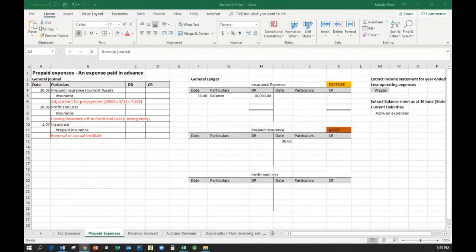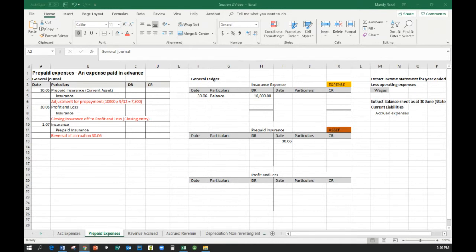In this session, we are looking at prepaid expenses. Now, the true definition of a prepaid expense is an expense that we've paid in advance. A prime example of this is when we pay our insurance. Say you're going to insure a motor vehicle for your business. You normally pay your motor vehicle 12 months in advance. You pay your insurance annually.